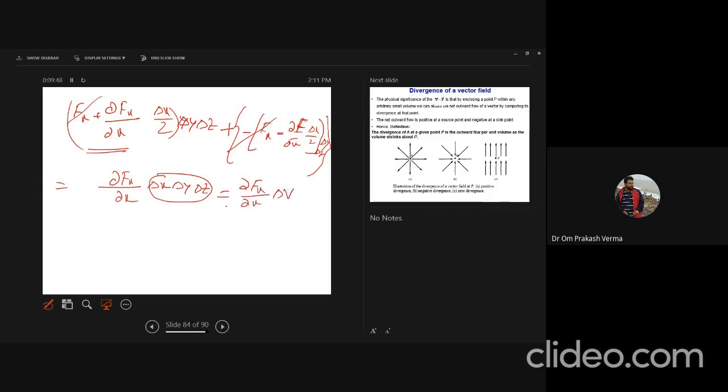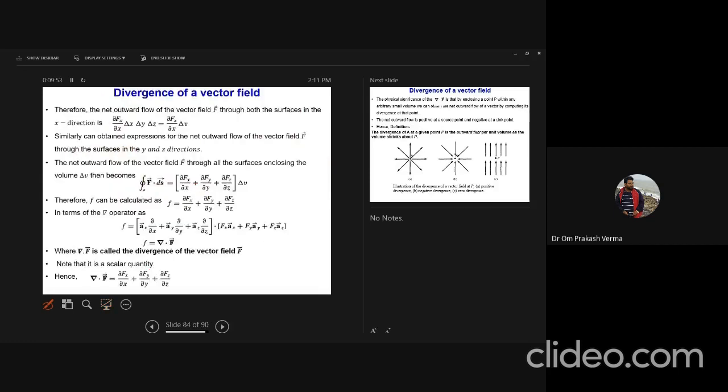In a similar way, you can write the same equation for the y direction and the z direction. The positive y direction and the negative y direction will again give simply del f(y) upon del y into delta V. In the z direction, in the positive and negative, when you add, it becomes del f(z) upon del z into delta V.